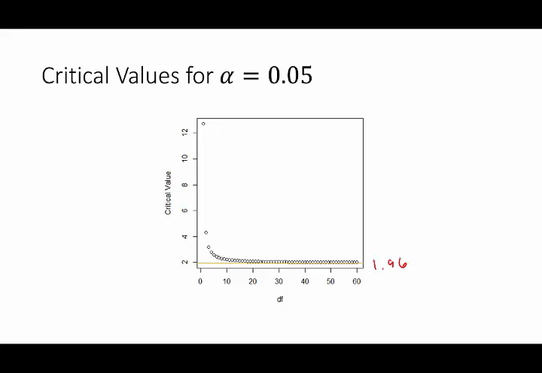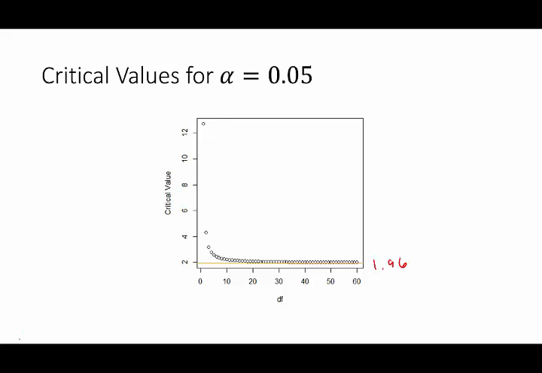We can see that for 1 degree of freedom, the critical value is huge, over 12, but it pretty quickly drops down to something near 2. In fact, by the time you get to degrees of freedom of around 25, 26, you're within kind of like a 5% margin of error of the normal distribution.